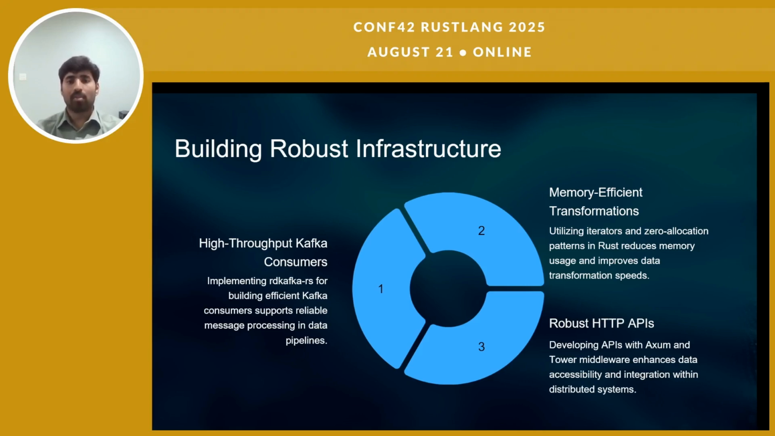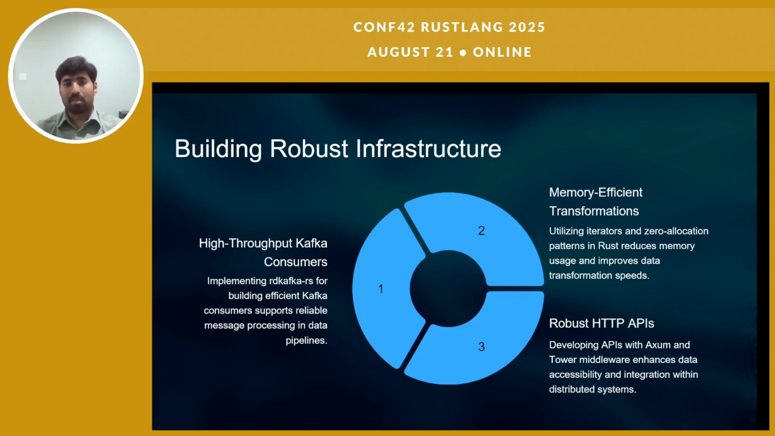Finally, I think about robust HTTP APIs. When we need to expose data or services to other systems, I like using frameworks like Actix along with Tower middleware. This combination lets me build APIs that are fast, secure, and easy to integrate into the wider data ecosystem. Plus, since these APIs are written in Rust, they inherit the same performance and safety guarantees as the rest of the pipeline.